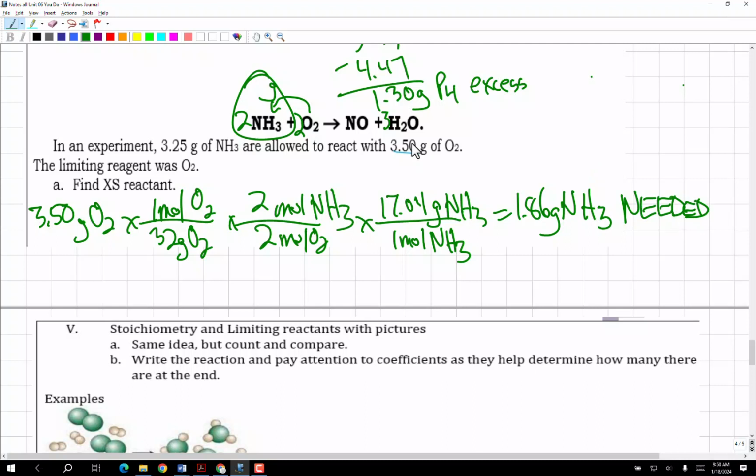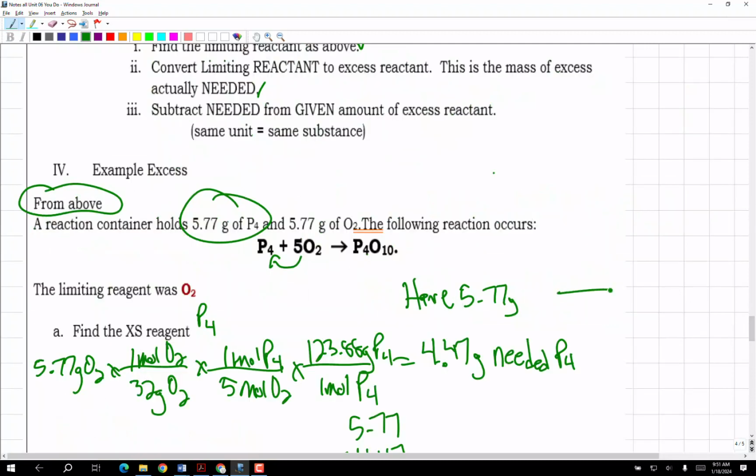Now notice we have 3.25. So I have 3.25, have minus need equals excess. I have 3.25 minus 1.86 equals 1.39. Whoa.